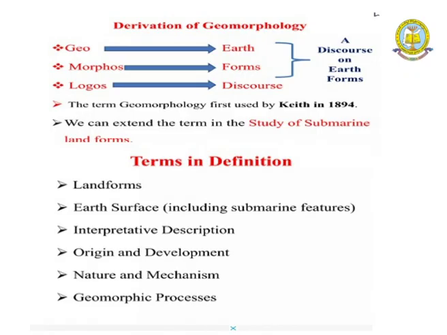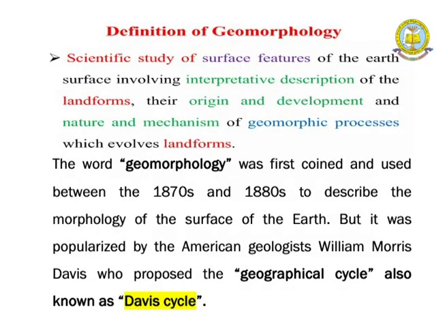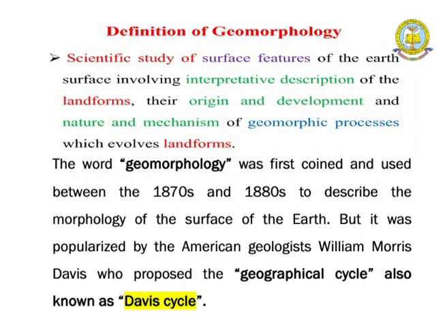Overall, what is included in the definition of geomorphology? Landforms, earth surface, origin and development. Then how can we define geomorphology? Geomorphology can be defined as a description, or an interpretative description, of the landforms. Of the landforms, how are we describing? We are describing in terms of their origin and the geomorphic processes which leave the landforms. The word geomorphology was popularized after William Morris Davis proposed the geographical cycle, which is known as the Davis cycle. So in geomorphology, what will we learn?